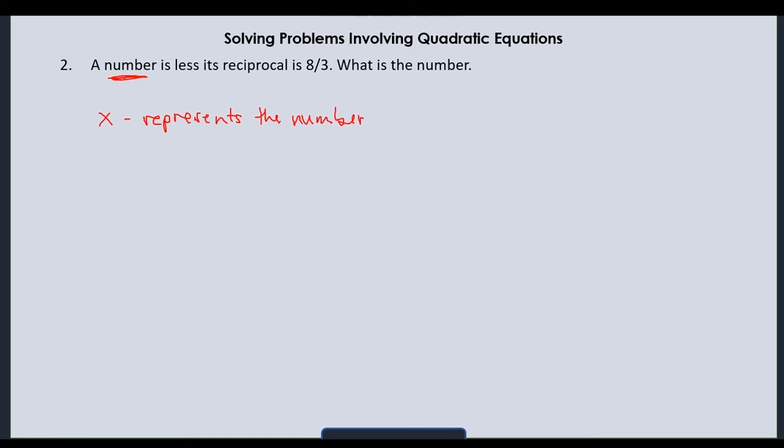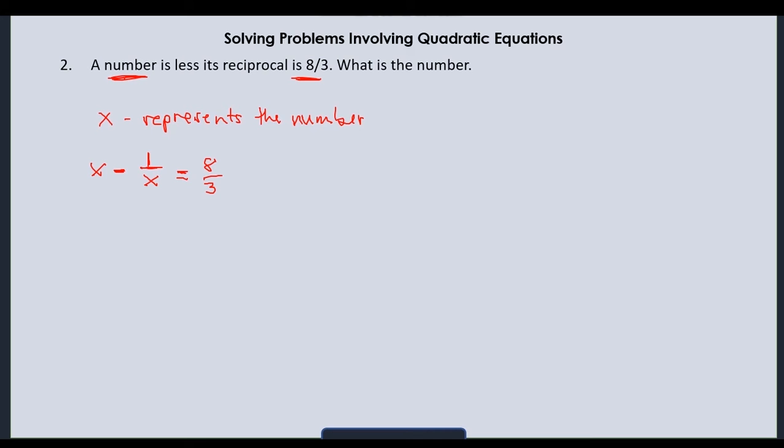Since this is our number x, according to our statement, a number minus its reciprocal. So x minus, that is for less, the reciprocal of x is 1 over x. For the reciprocal, just recall that the numerator and denominator interchange. So the numerator becomes the denominator and the denominator becomes the numerator. So we have x minus 1 over x, and that is equal to 8 over 3.